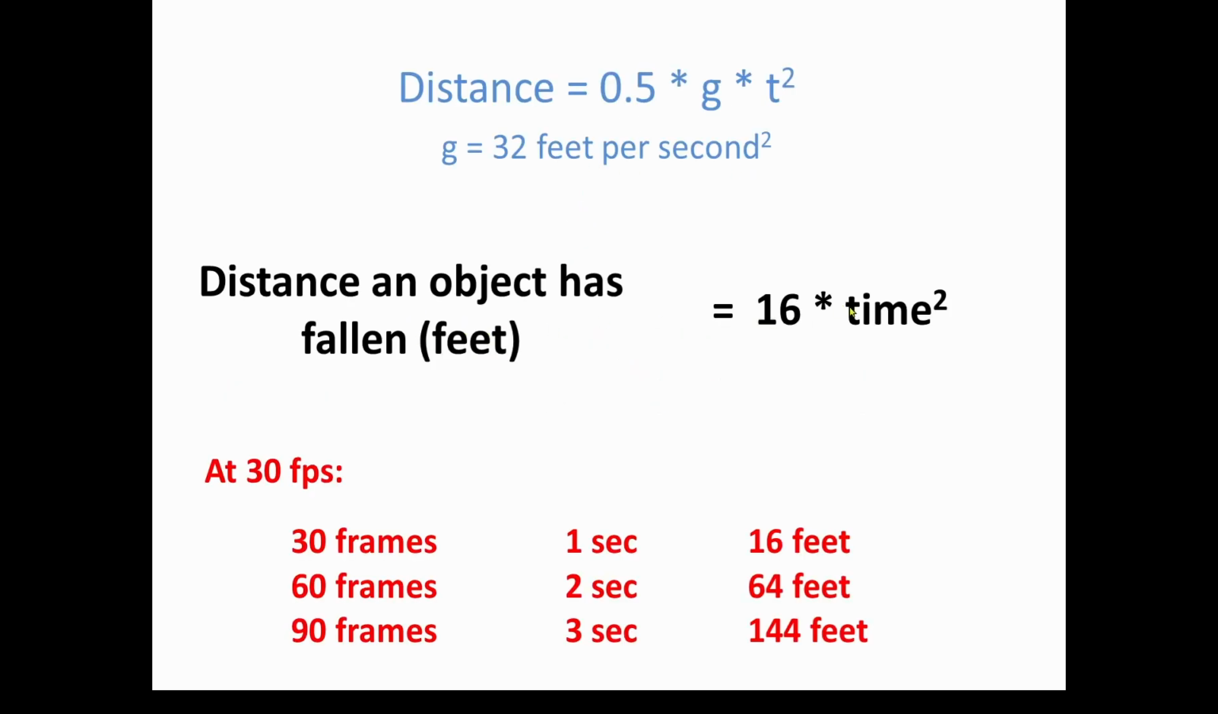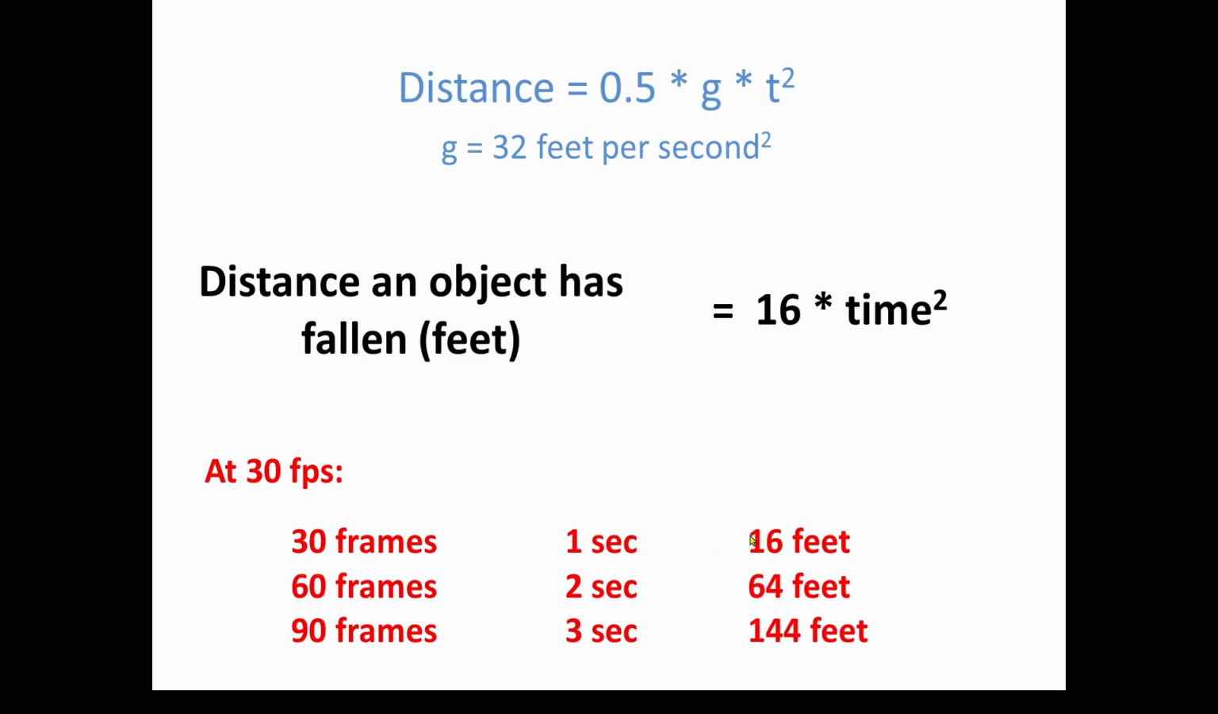As an example, 16 times time squared. If you're doing an animation at 30 frames every second, then after 30 frames of your animation, that will be 1 second. So at 1 second, you put in 1 times 1 times 16 is 16 feet. So after 30 frames, it will have fallen 16 feet. Independent of the object, independent of its weight, it will have fallen 16 feet. After 60 frames, or 2 seconds, put in 2 for time. 2 times 2 is 4, times 16 is 64 feet.